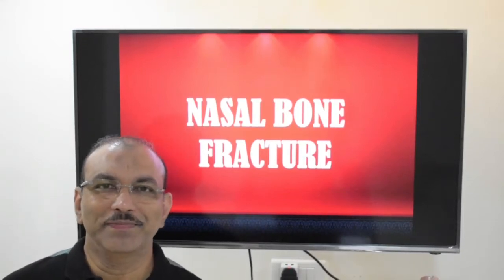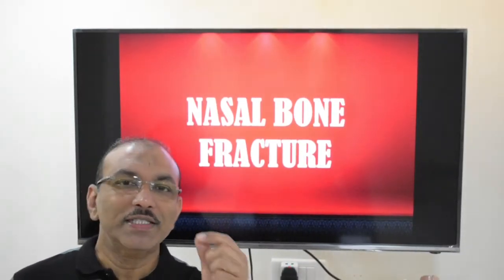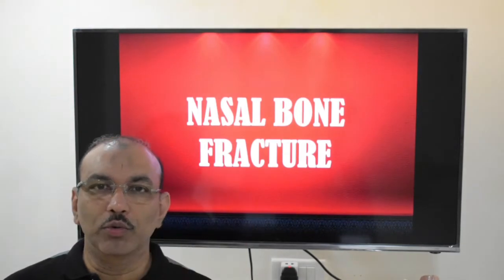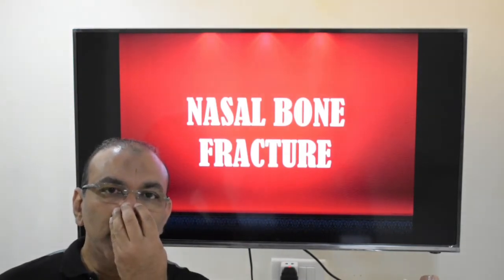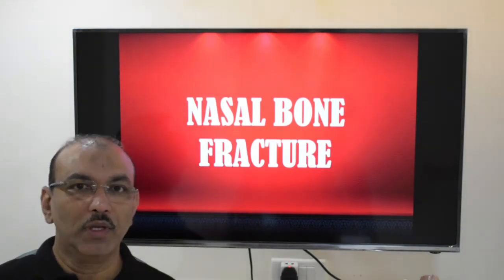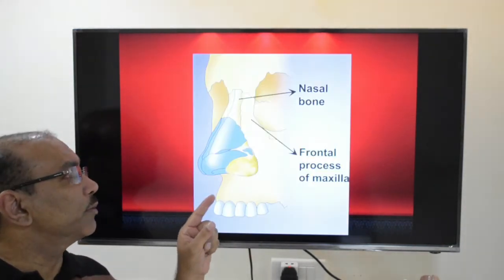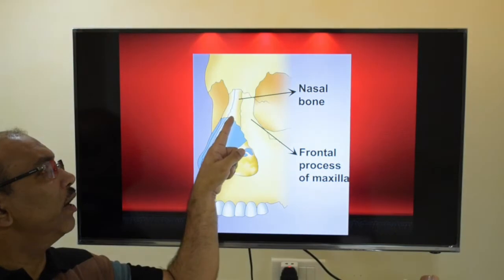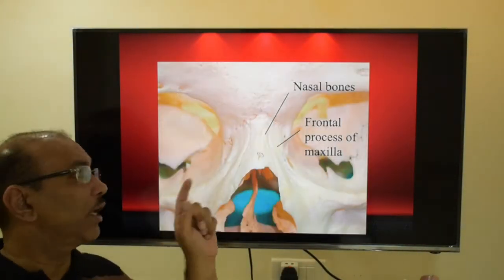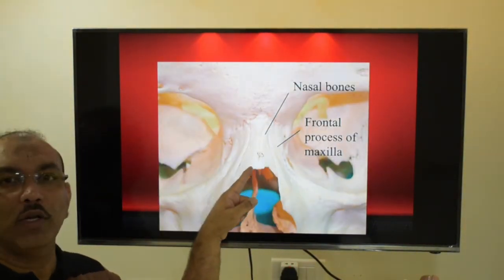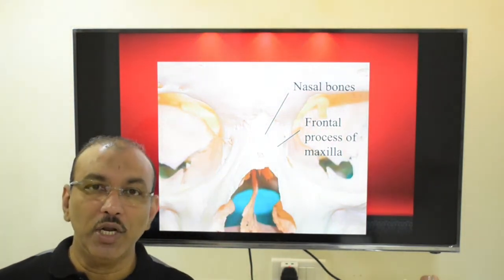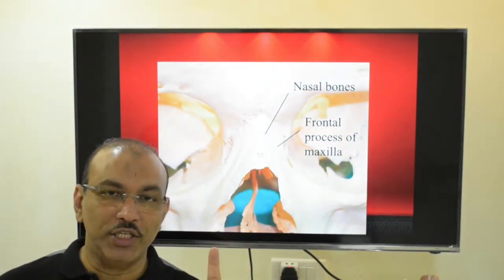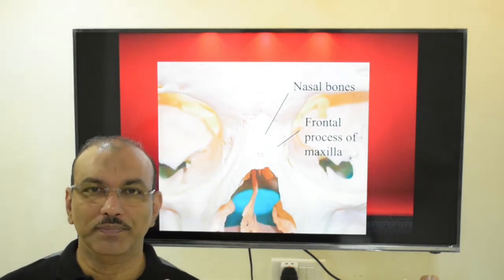Nasal bone fracture. We have a pair of nasal bones in the upper part of the nose. The lower part is supported by cartilage. Like you see in this picture, one nasal bone here, one on the other side. Likewise in this picture, one on this side, one on this side. So we are going to discuss only nasal bone fracture, not facial bone fractures.